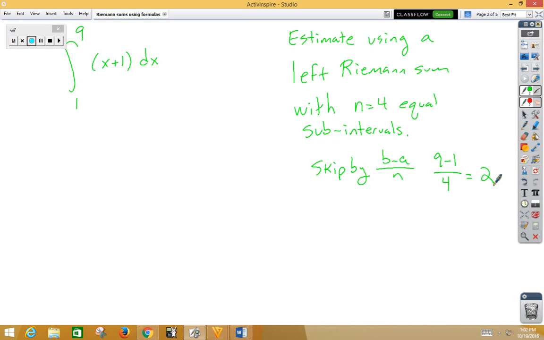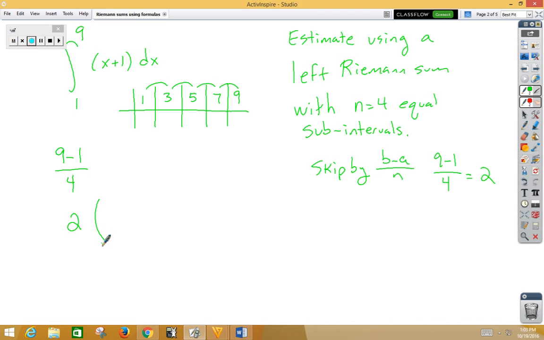Now, one way to do this is to think about it like a table. We're starting at 1, we're skipping by 2's, so that would be 1, 3, 5, 7, and 9. Notice those are all skipping by 2's. And what we're trying to do is plug in and get values. So in our formula, we have 9 minus 1 divided by 4, that's b minus a over n, which gives us our 2. Now we're plugging in values.